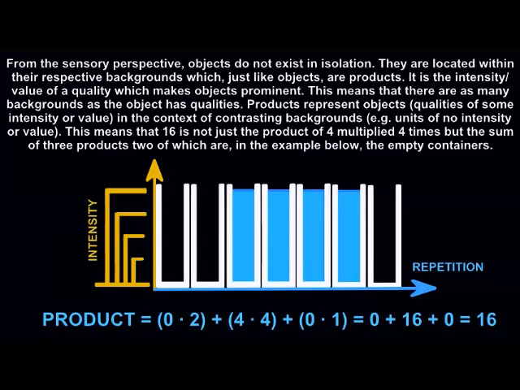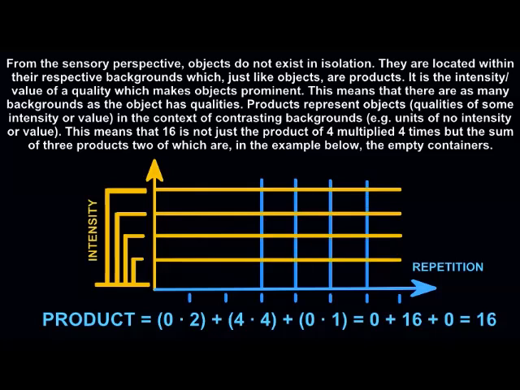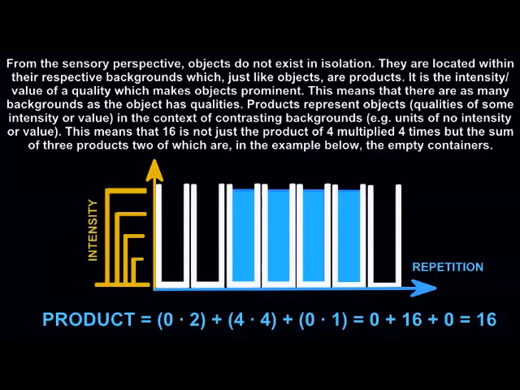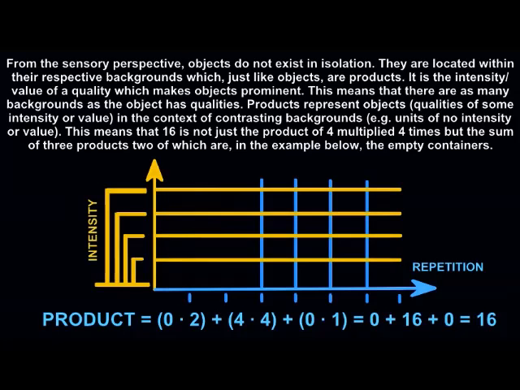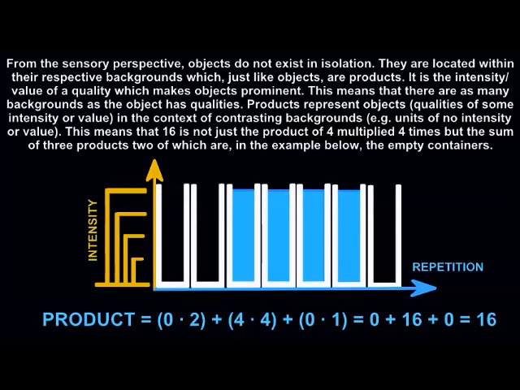From the sensory perspective, objects do not exist in isolation. They are located within their respective backgrounds which, just like objects, are products. It is the intensity or value of a quality which makes objects prominent. This means that there are as many backgrounds as the object has qualities.